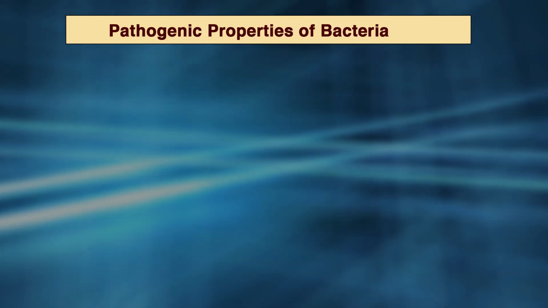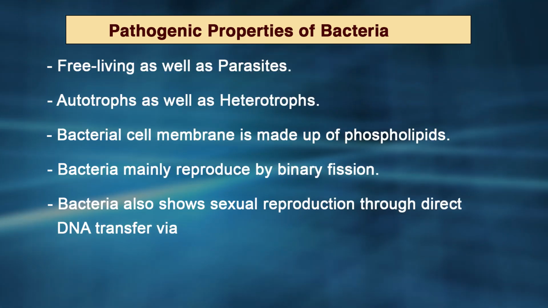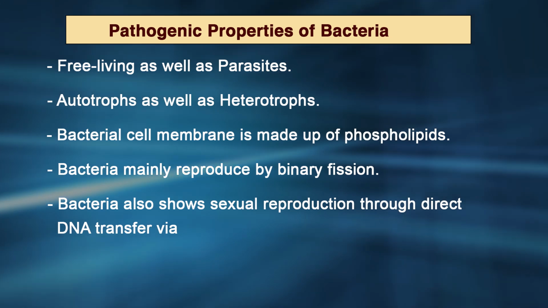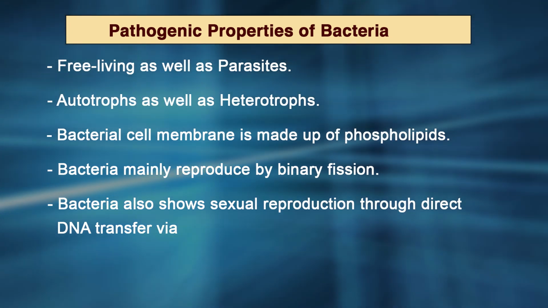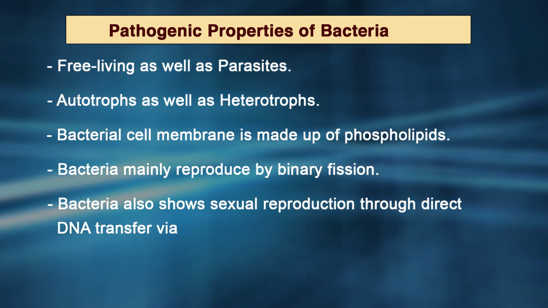Pathogenic properties of bacteria. Bacteria are microscopic pathogens that reproduce rapidly after entering the body. They can release toxins that damage tissue and cause illness. Bacteria are the most abundant microorganisms, present almost everywhere. They can produce toxins or elicit a strong immune response to damage host cells. Some of the important characteristics of bacteria are that they are free living as well as parasites. They are autotrophs as well as heterotrophs.